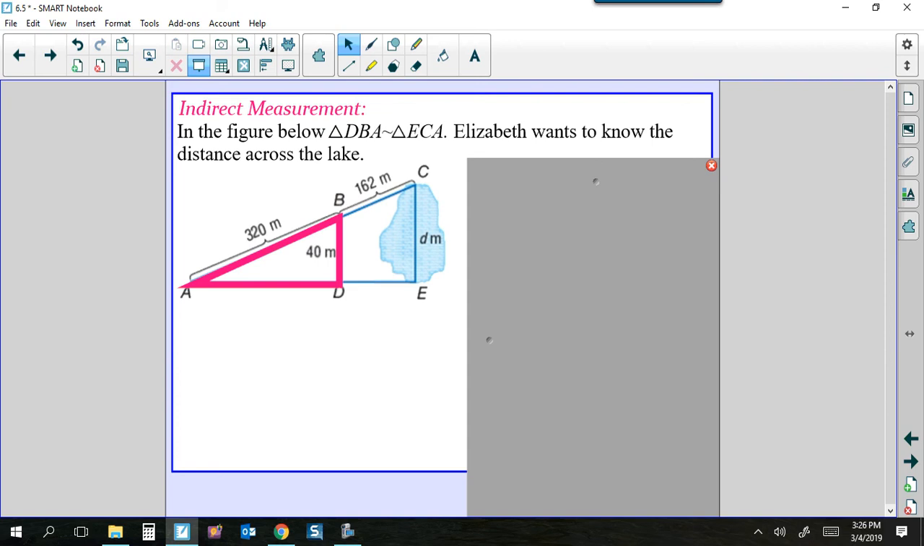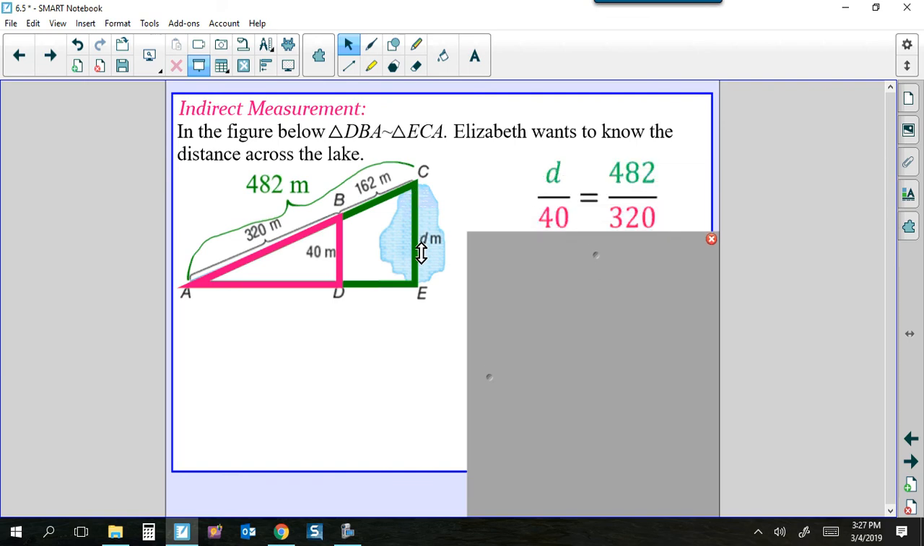We don't know how long AC is yet, but we can just use segment addition to figure it out by adding the two together, and we end up getting 482 meters. So there are our lengths. I, again, did big over small for my numerators and denominators. For my two ratios, I did vertical sides and then hypotenuses. So I'm going to say that D to 40 is the same as 482 to 320.